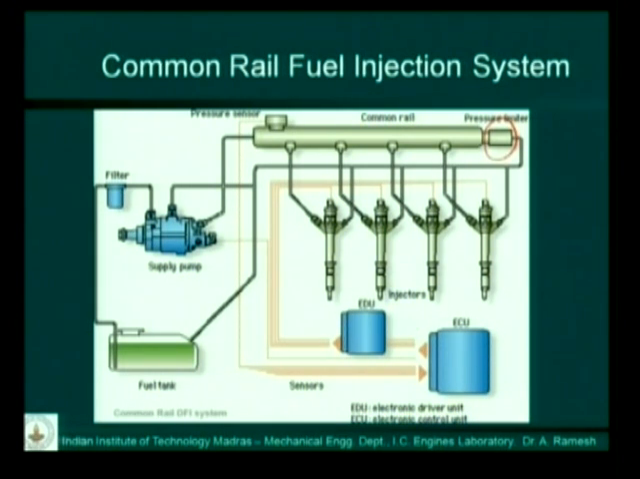So the electronic controller is controlling the pressure limiter. It is looking at the pressure, so you have a pressure sensor here. Continuously the controller is monitoring the rail pressure, and it adjusts the rail pressure to the level that you want, depending on the operating condition.